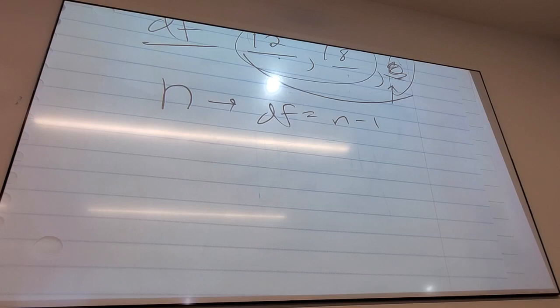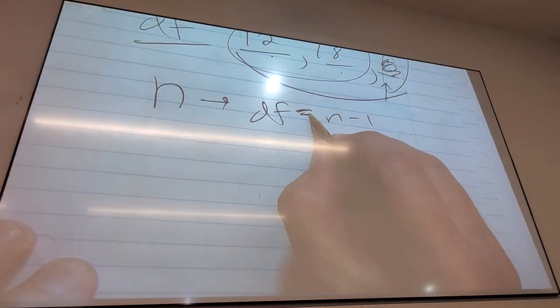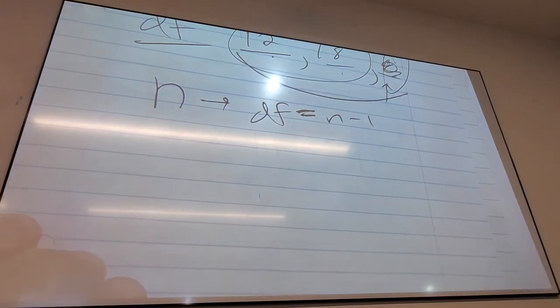Is that degrees of freedom squared? Is that an equal sign? Oh, is that an equal? Yeah. There, now it looks worse. Okay.